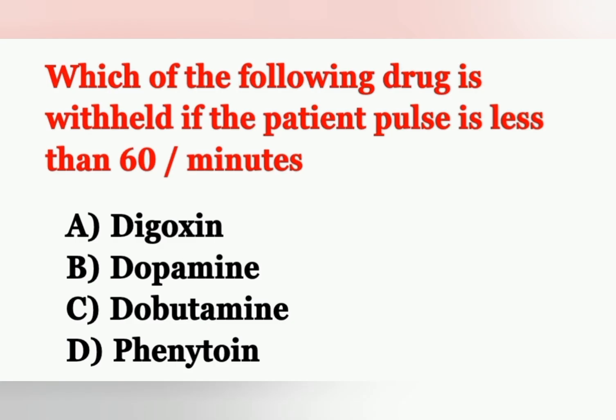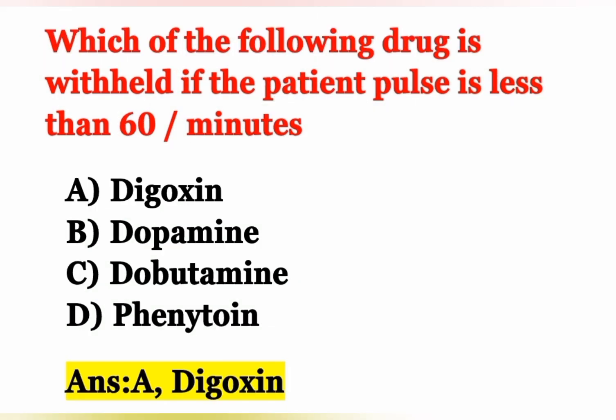The next question, which of the following drugs is withheld if the patient's pulse is less than 60 per minute? Options: option A digoxin, option B dopamine, option C dobutamine, option D phenytoin. Usually, which drug is not given if the patient's pulse rate is less than 60 per minute? Correct answer is option A digoxin. So we have to check the pulse rate before giving digoxin, and if it is less than 60 per minute, then we are not giving digoxin to the patient.